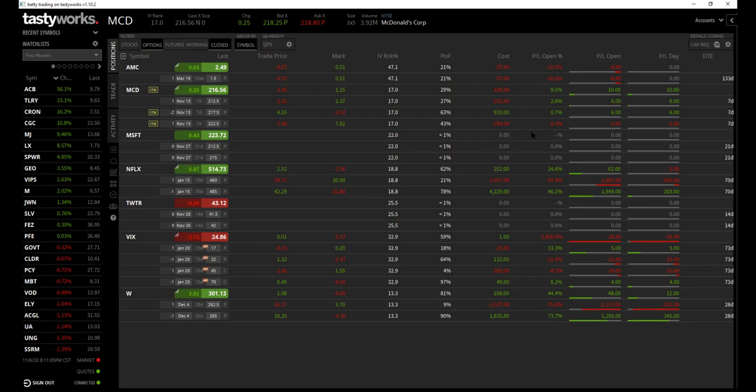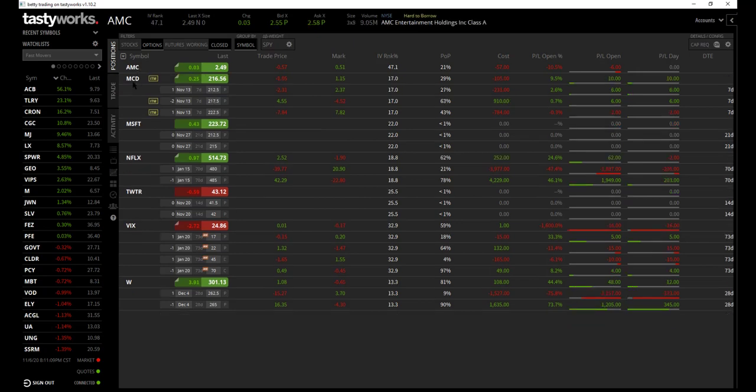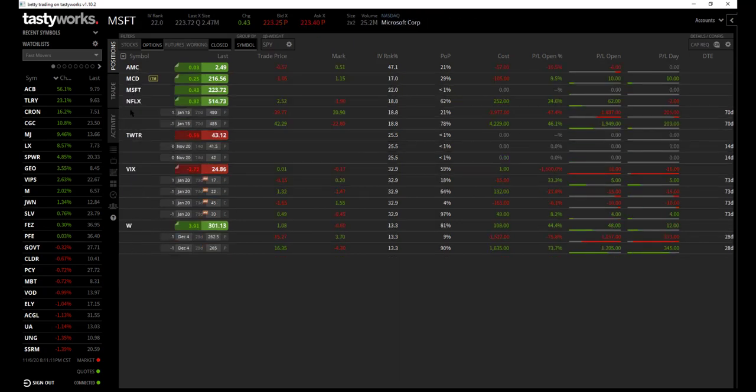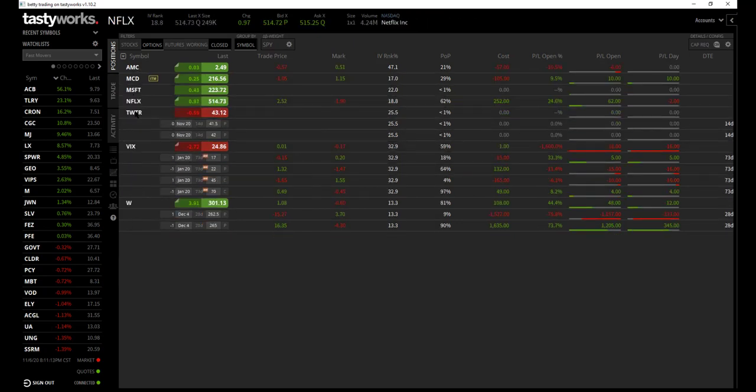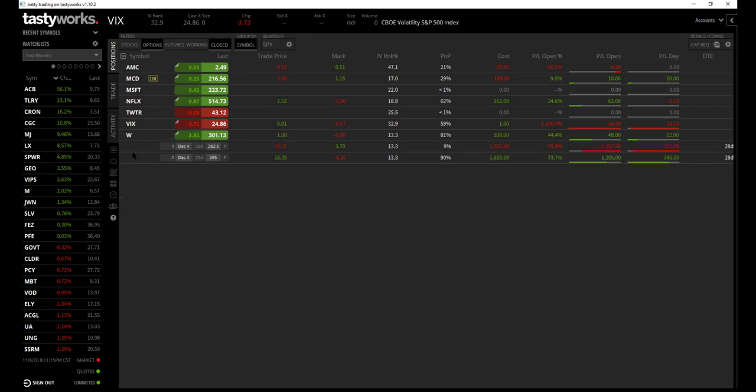All right, so what do I mean by that? When I'm looking at my platform, trying to see which trades I have on, which ones need to be managed, where they're at, am I in any risk, are any of them getting out of control? I want to be able to see the information that I'm looking for right away.